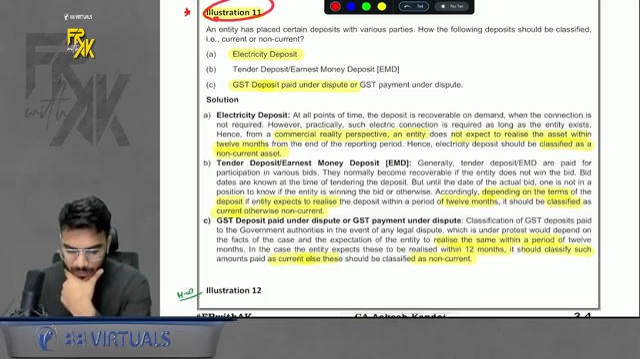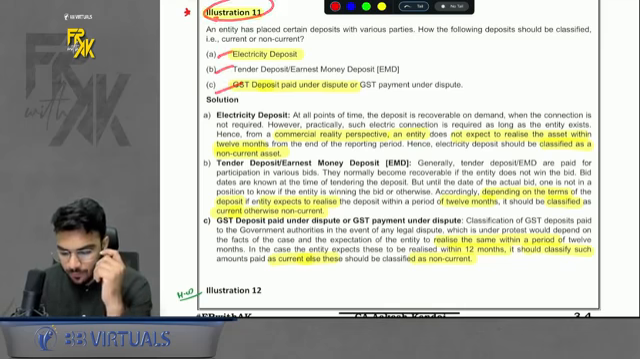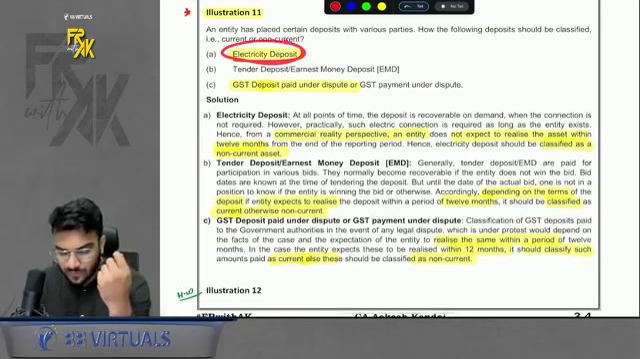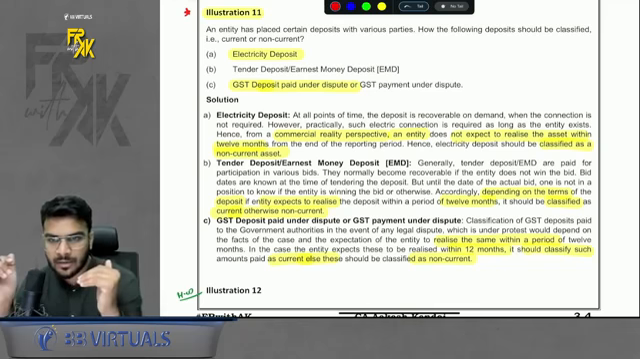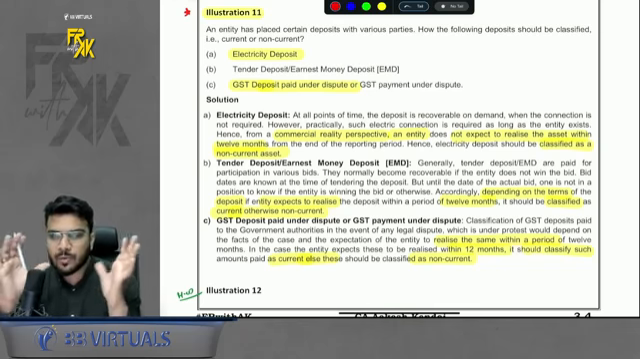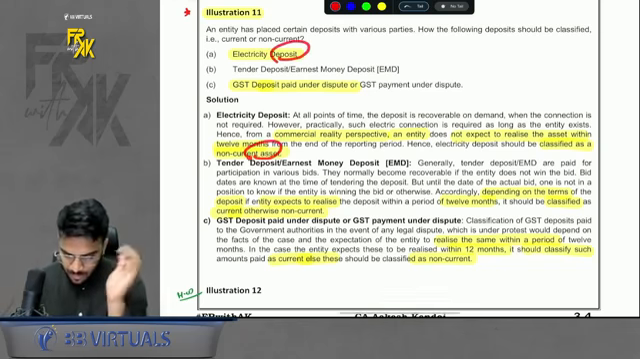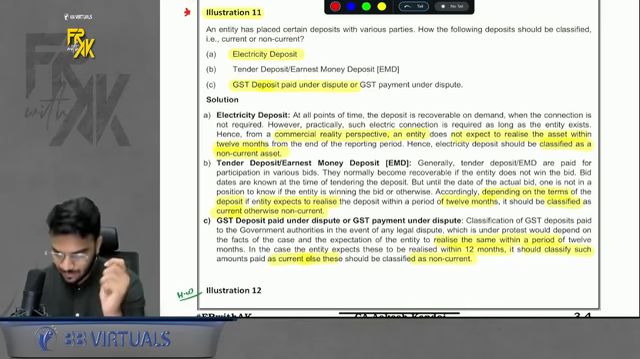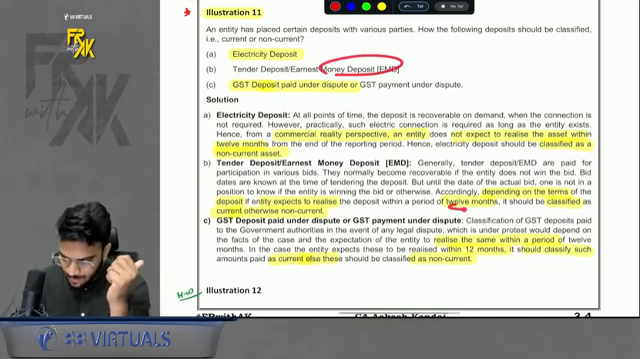First is illustration number 11. So there are 3 items given. They want us to classify whether they are current or non-current. First is the deposit for electricity. When you get an electricity connection, normally you will keep the connection for a certain number of years. So this deposit is non-current. Tender deposit money. Whenever you are not sure, give a diplomatic answer. If you feel that you will receive the deposit in 12 months, then current, otherwise non-current. Same is for the third case.